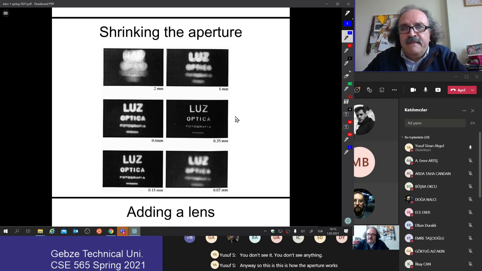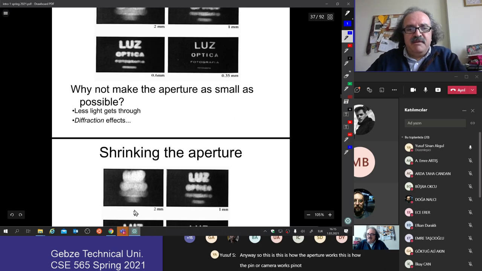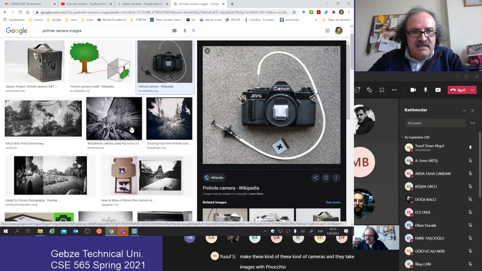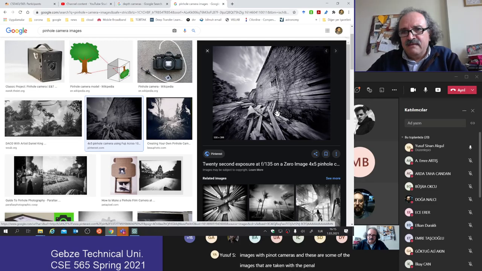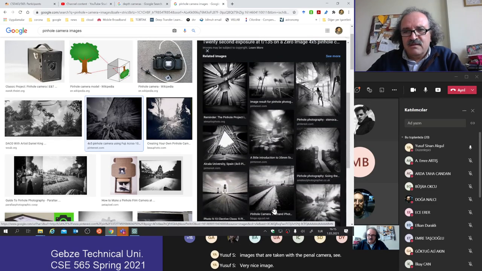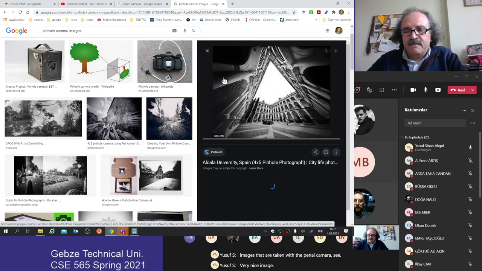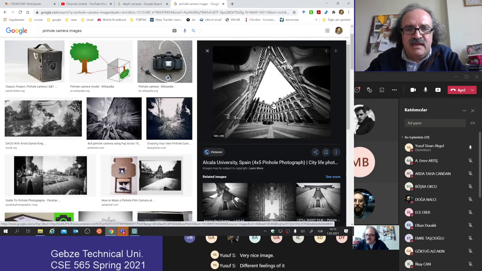This is how the pinhole camera works. The pinhole camera is nice, and people make these kinds of cameras and take images with them. And these are some of the images that are taken with the pinhole camera. See, very nice image. Different feelings of it, that's why people like it.